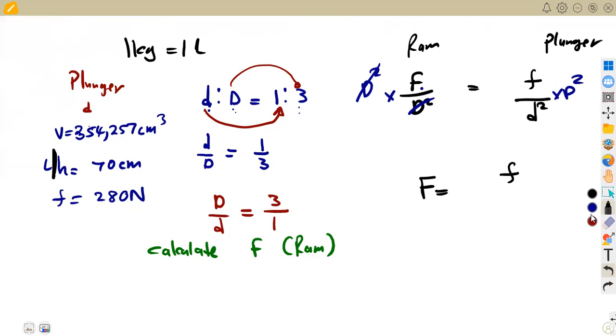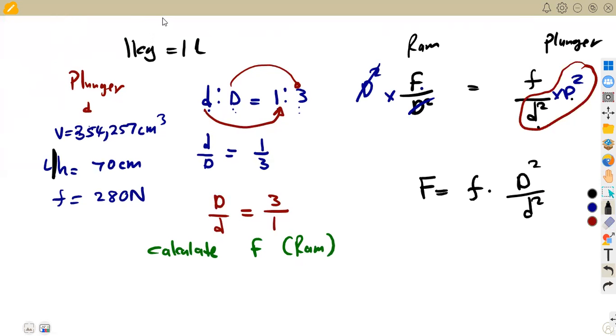All right, so what does this mean? It means we've got d squared over d squared like this. Let me write it this way: it's going to be force times d squared over d squared. Why am I doing this? Because we do not have these diameters. We are given a ratio.